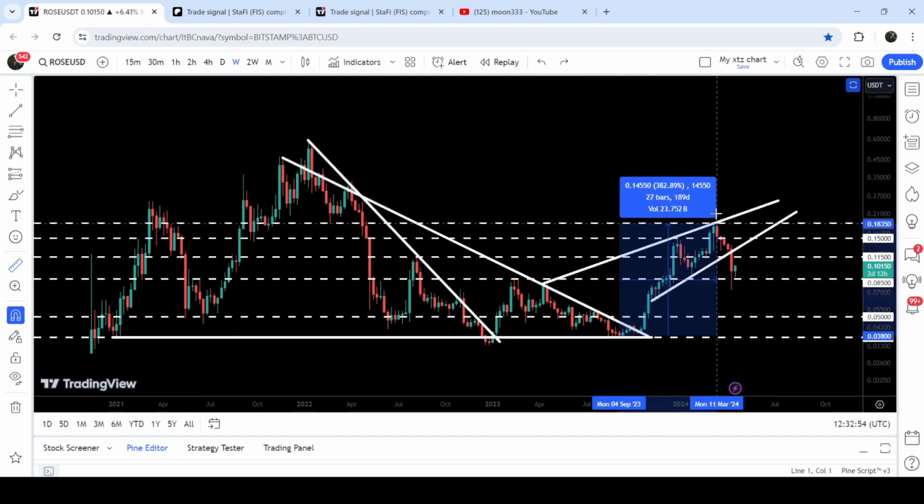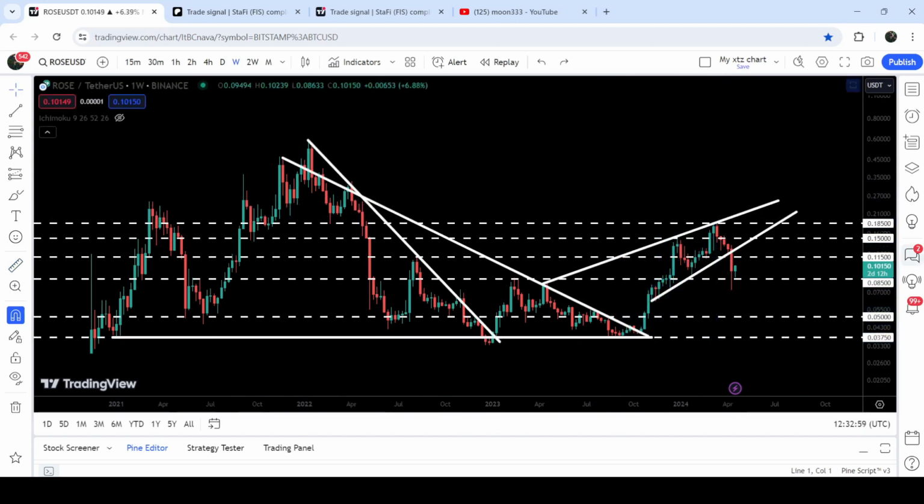It was almost a 382% pump, but the price got rejected by this long-term resistance of 18.5 cents that had previously been breaking as a support here, resistance here, and support here, and now again it worked as a strong resistance, and now we have broken down the support of this rising wedge pattern.